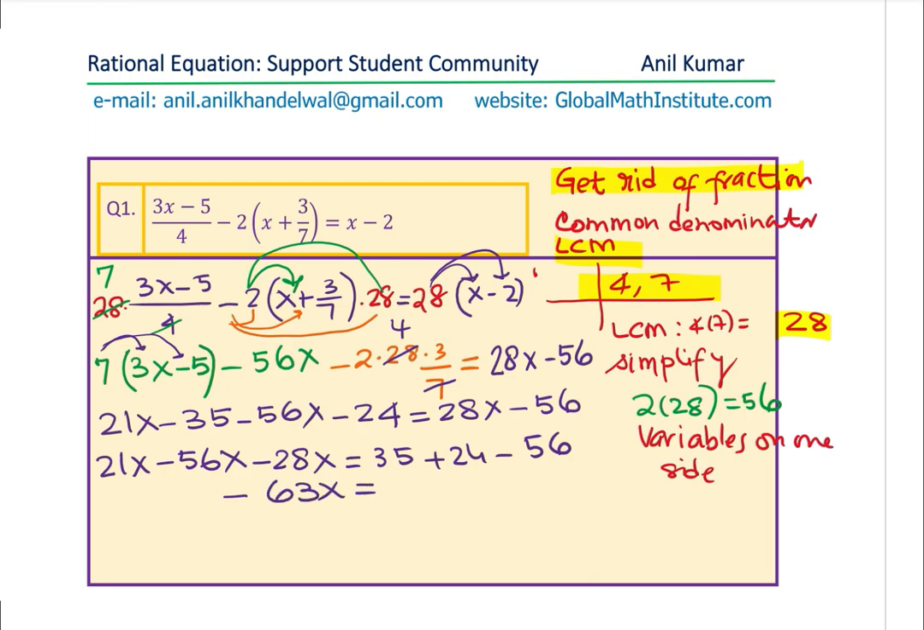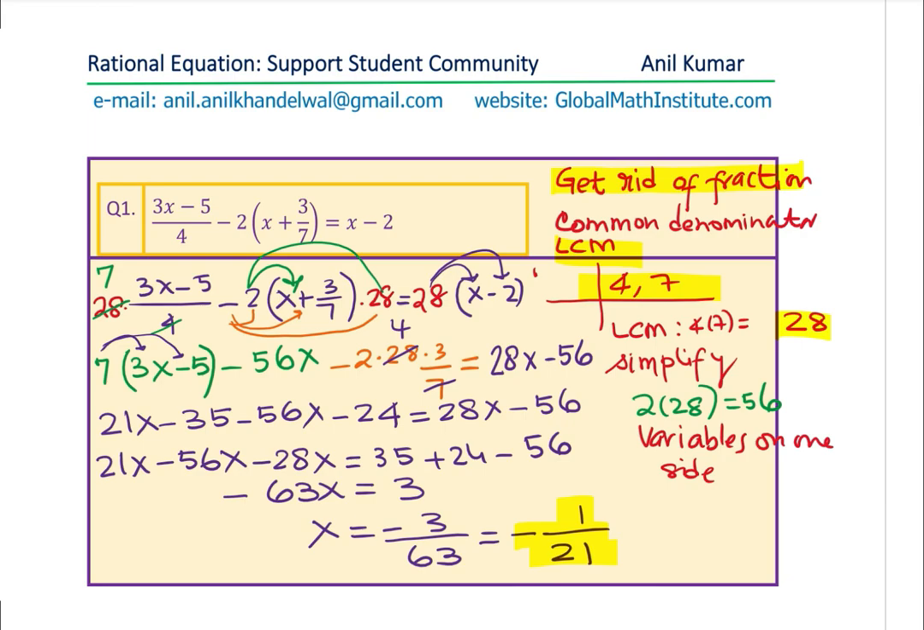On the right hand side, we have 35 plus 24 minus 56, and that gives you 3. Now you can divide both sides by minus 63. So when you divide, you'll get negative, and 3 divided by 63. So that leaves you with a simplified form, 1 over 21, as your answer. You get the idea. So we have the solution, the x value being minus 1 over 21.